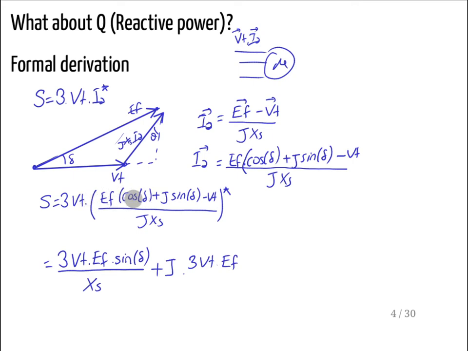times, this time, cosine delta, right? Then I have minus, let me write 3 something here, minus VT squared, or let me write it like that, just minus VT divided by XS, right?